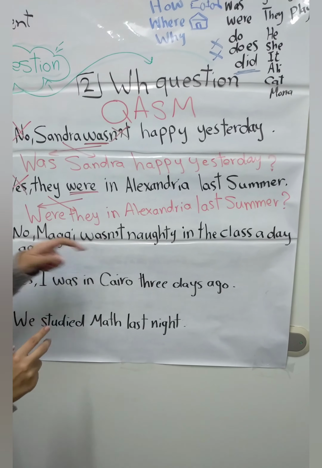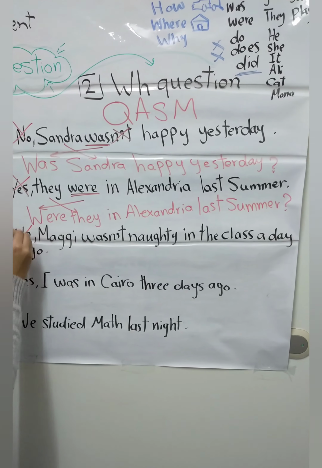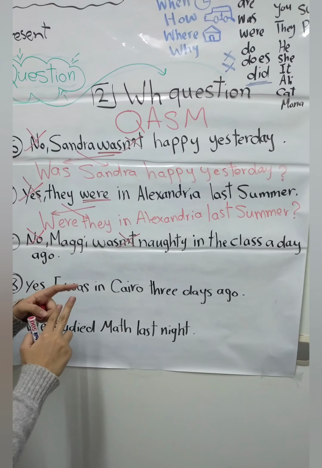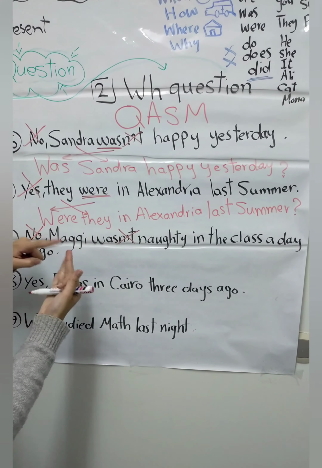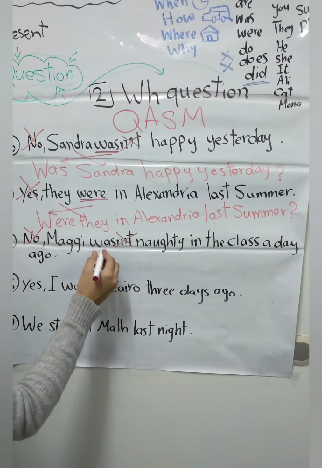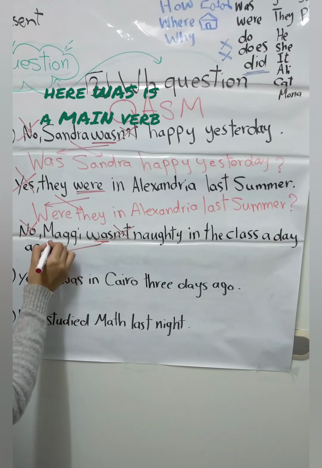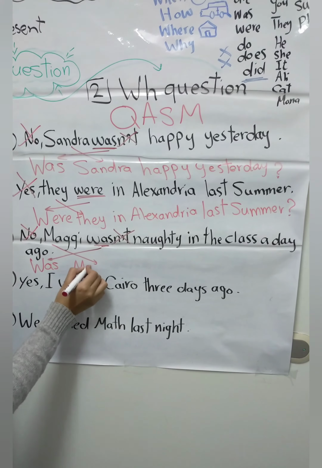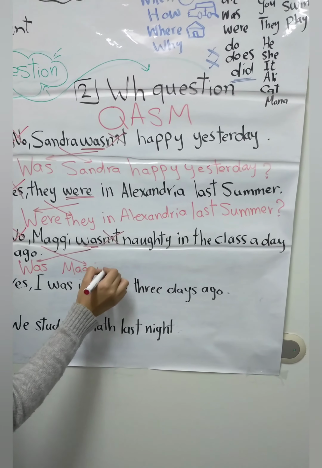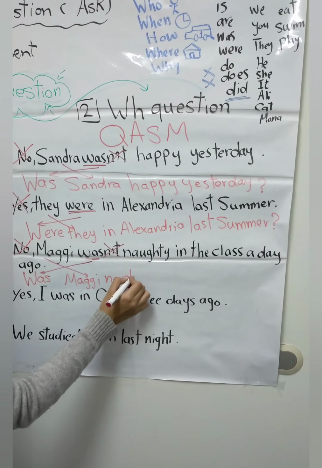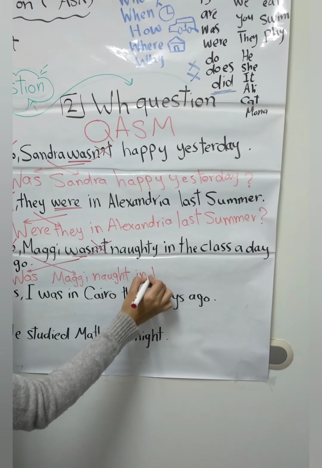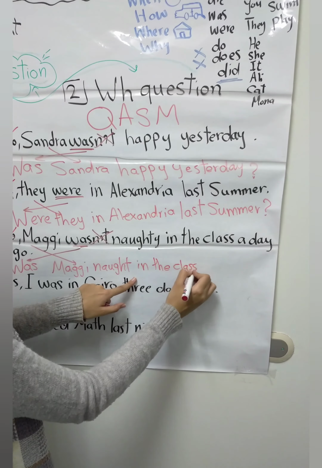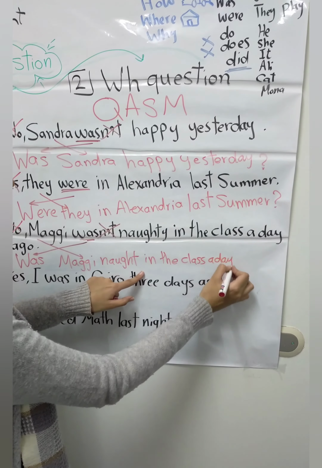Number 7, no, Maggie wasn't naughty in the class a day ago. Here we have yes or no question. Step number 1, cancel no and cancel not. Step number 2, search for auxiliary verb or helping verb: am, is, are, was, were. Here we have was, so make a cross between was and Maggie. Was Maggie naughty in the class a day ago?